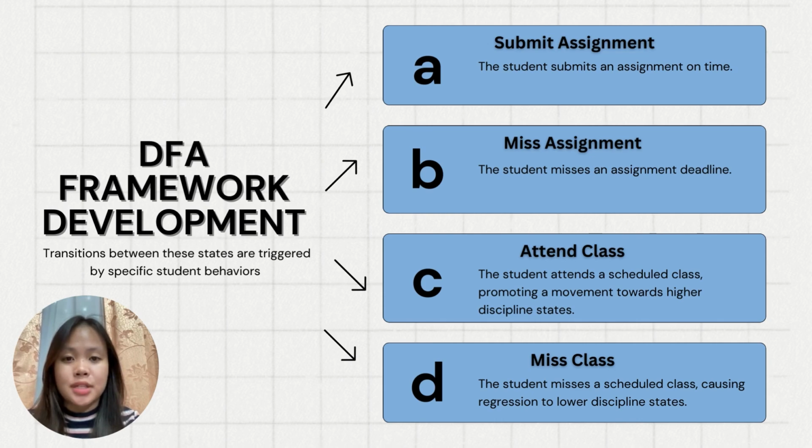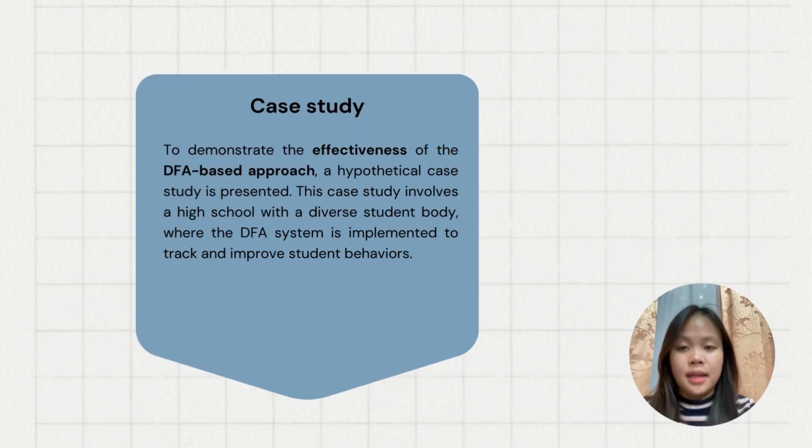Transitions between these states are triggered by specific student behavior, such as completing assignments on time for transition A, missing assignments for transition B, attending scheduled classes for transition C, and missing classes for transition D. This structured approach allows the DFA to accurately model and monitor students' behavior, providing a clear framework for intervention and feedback.